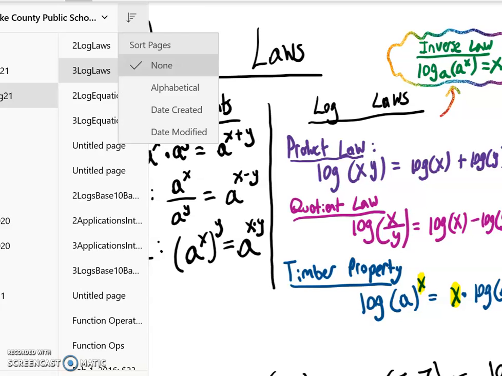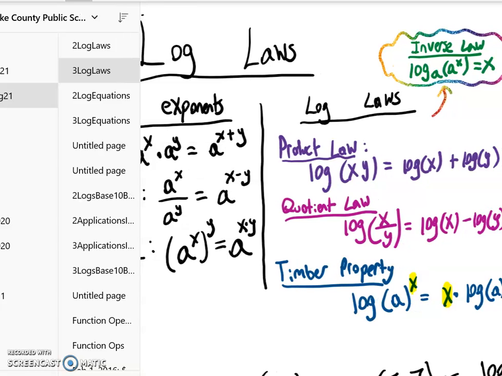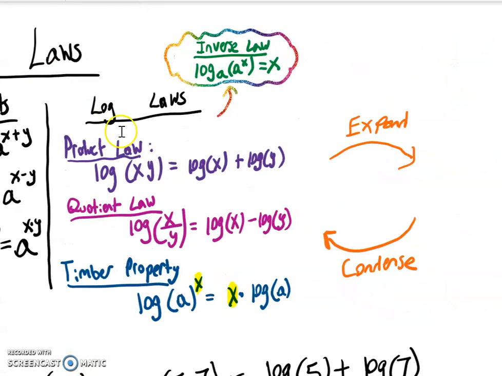Let me see if I can get this out of the way. So there's our log laws right there. Got the inverse law, product law, quotient law, power property. When we go from the left side to the right side, it's called expanding. From the right side to the left side, it's called condensing.